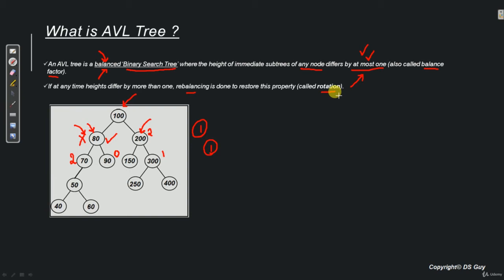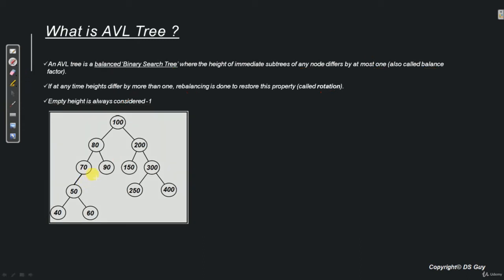But for now, I hope you have understood why we need a rotation. So basically a rotation is required whenever any node fails to follow the property of an AVL tree, that is, the heights of the left and right subtrees differ by more than 1. Now one more important thing to note over here is that the height of a null node or empty height is always considered -1. So let's say this is our node. What is the height of the left subtree?